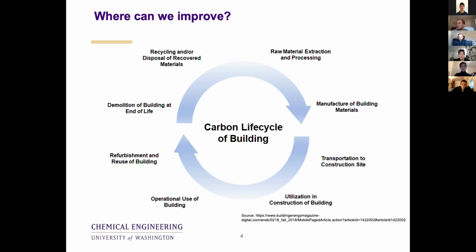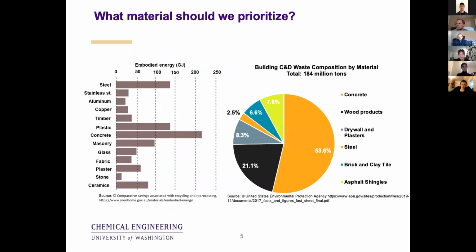In 2017, the US generated 569 million tons of construction and destruction debris. So the first area of interest was the refurbishment and recycling aspect. As you can see in this figure on the left, concrete involves the highest energy consumption, and on the right, over 70% of C&D waste comes from concrete and wood. So these materials were a priority to address.